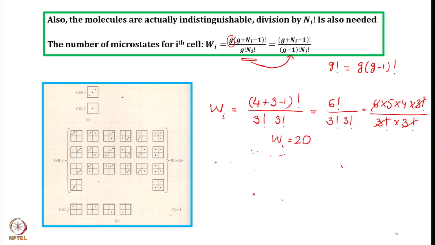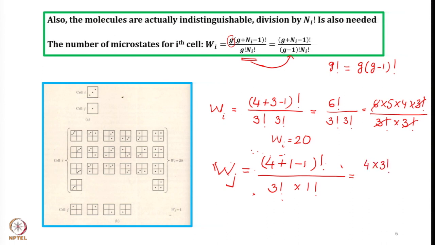This is what we counted here. Now let us say Wj. Here G is 4, plus Nj is 1, minus 1 factorial, divided by G minus 1, 3 factorial into 1 factorial, and this is nothing but 4 into 3 factorial over 3 factorial, which is equal to 4. 1, 2, 3, 4. So therefore this derived formula is correct.